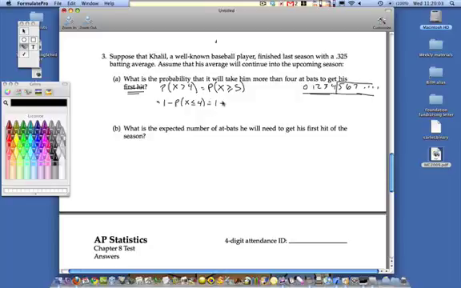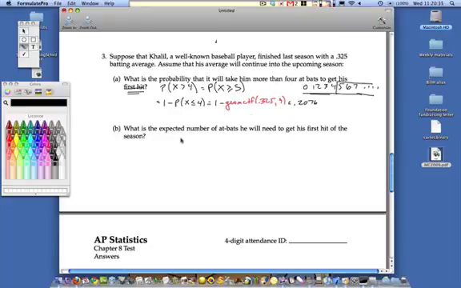which is 1 minus, and then I use the geometric CDF, I mean. So geometric CDF, let's see, probability of success is .325 and 4, and with that I end up getting 0.2076.